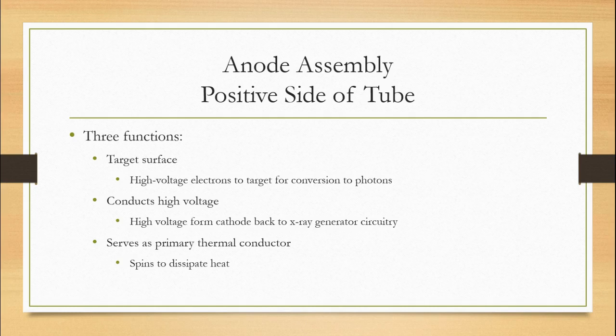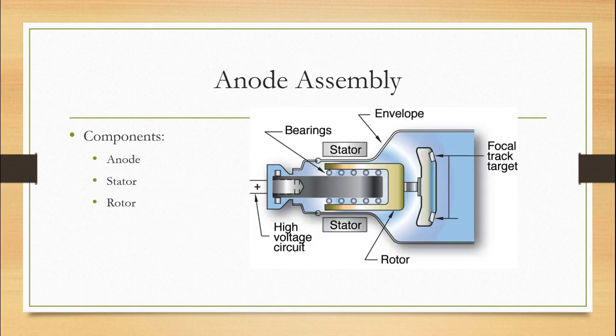It's high voltage electrons to target for conversion to photons. So on the target surface itself is where the conversion of electrons to photons happens. It conducts high voltage, so high voltage from the cathode back to the X-ray generator circuit, and serves as a primary thermal conductor, so it spins to dissipate heat. It also has molybdenum, which is a great heat conductor, and sometimes we put carbon graphite on the back to help dissipate heat. So here's the anode assembly.